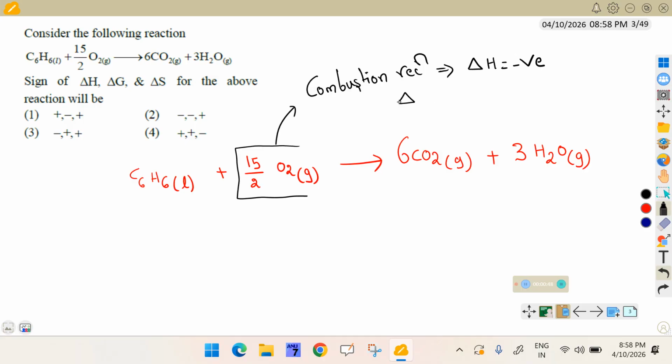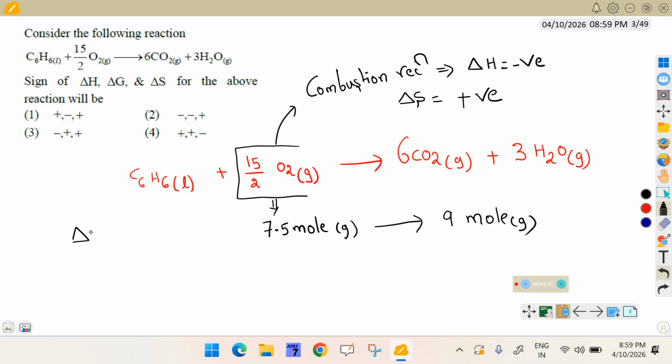Calculate delta S value. 15 by 2 gaseous particles in the reactants, 7.5 moles of gases, are converted to 9 moles of gaseous product. Left to right, the number of moles of gaseous products increases, so the delta S value is positive.